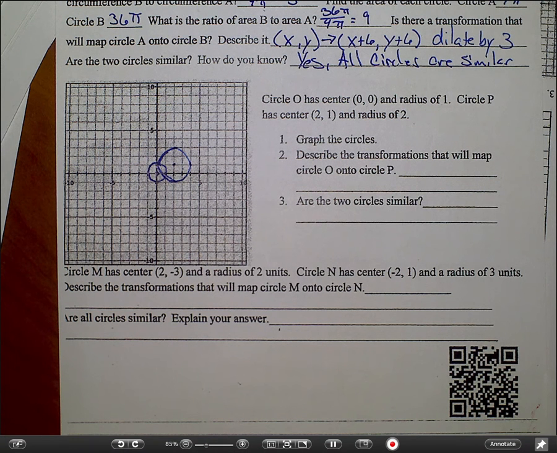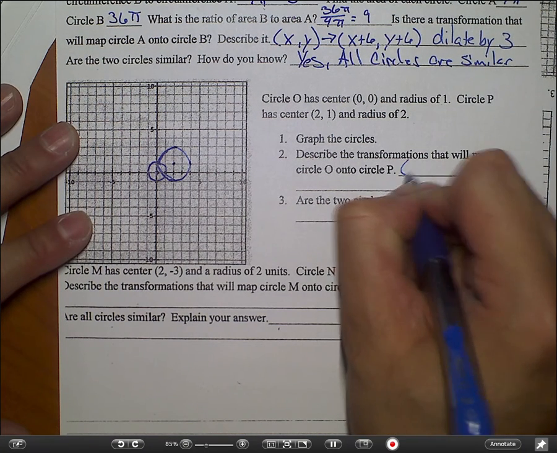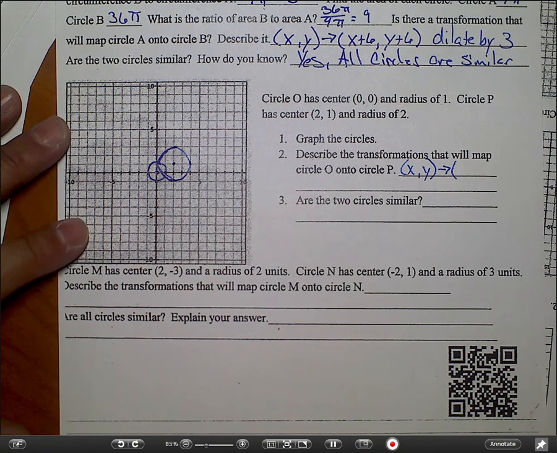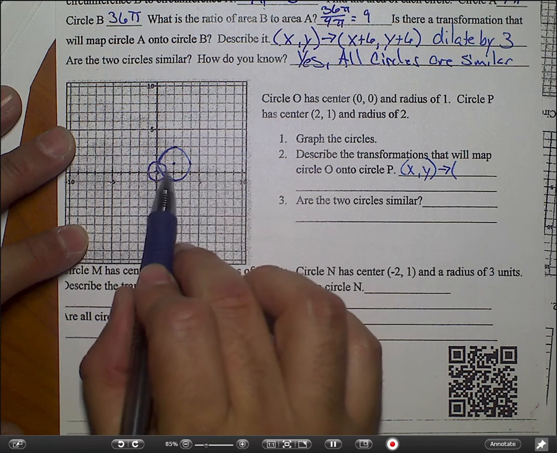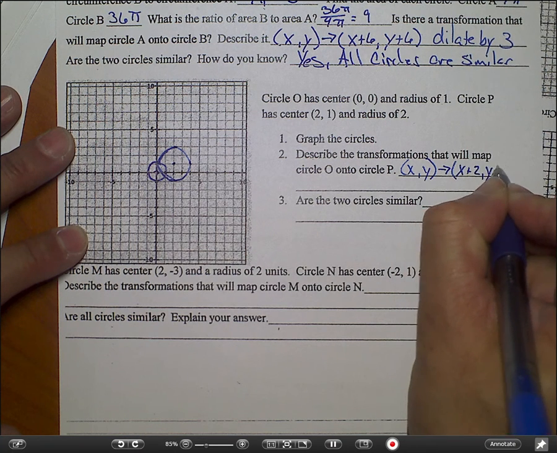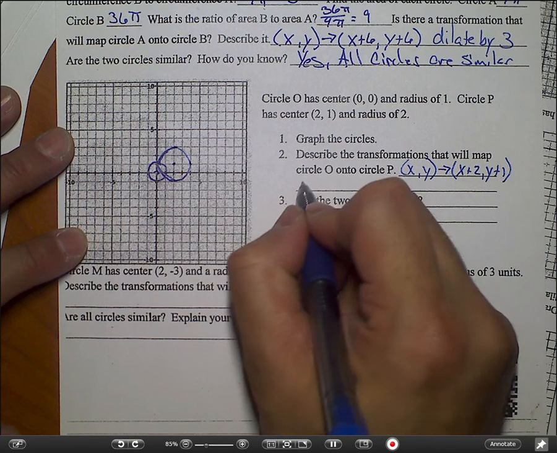All right, let's look. Describe the transformation that will map O onto P. So if I'm starting at O, what do I do to get to P? Translation and dilation. So X comma Y is moving what? X plus 2, because it's to the right. And then Y plus 1. Then dilation, right?